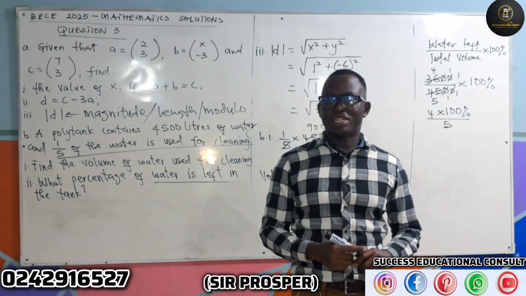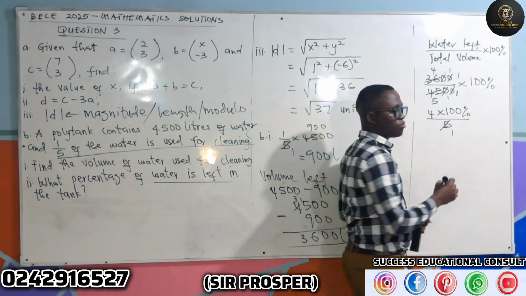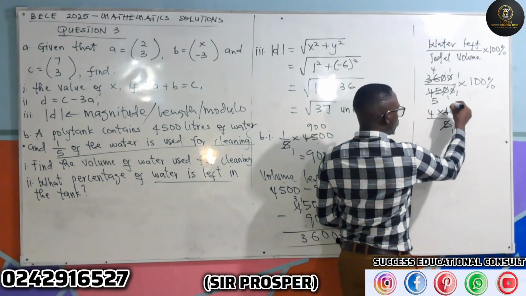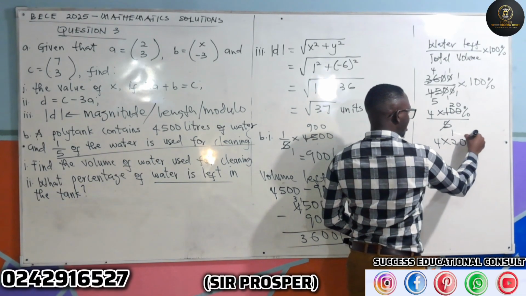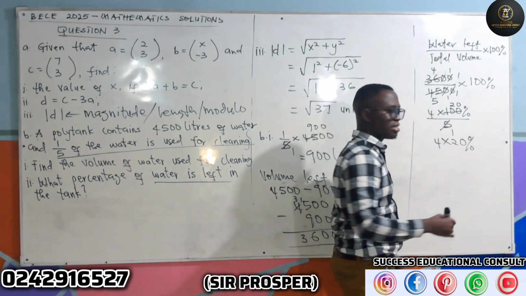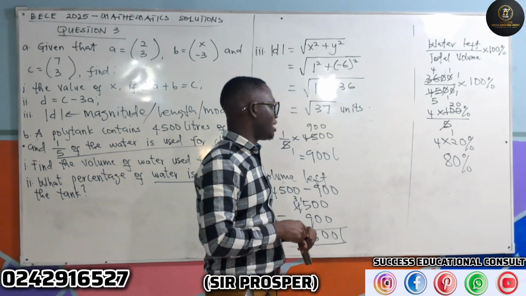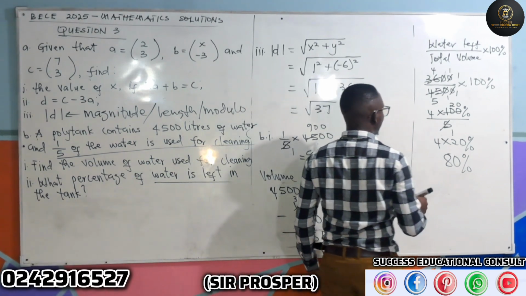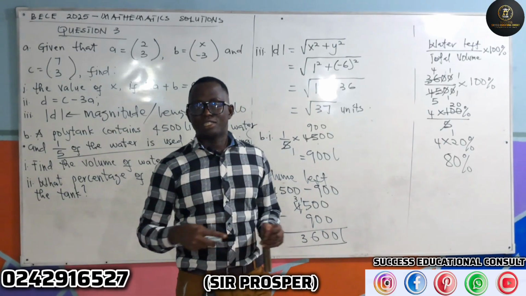5 is a factor of 100. So we use 5 to divide itself once. Then 5 divides 100, 20 times, giving us 4 times 20%. So finally, the percentage volume of water left is 80%. 80% of the volume of water is left.